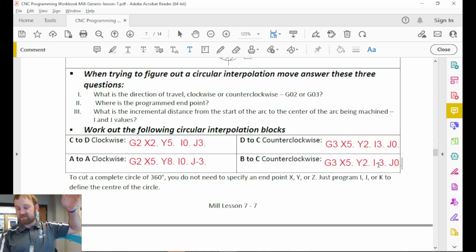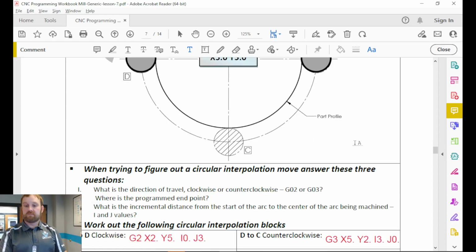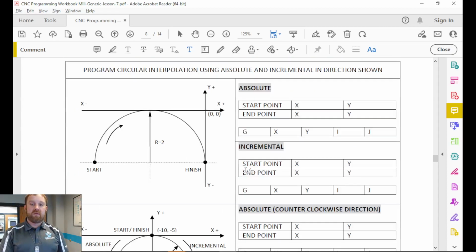And then the I is from the start point, which is B. It's negative 3 inches to the center of rotation in the X direction. So it's an I negative 3. There's no variation in Y, so the J is 0. Okay? All right.